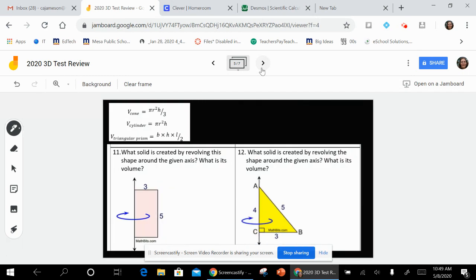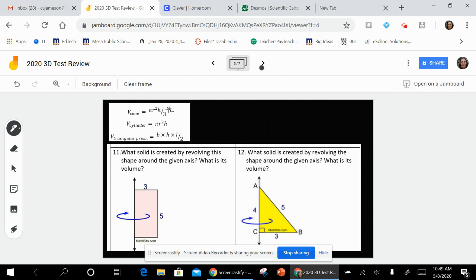Okay, so for this one, we're going to be using these formulas. I wanted you to notice, for a cone and also for a pyramid, it's 1/3. So both of those are 1/3. It says, what solid is made by rotating it around the axis, everybody.